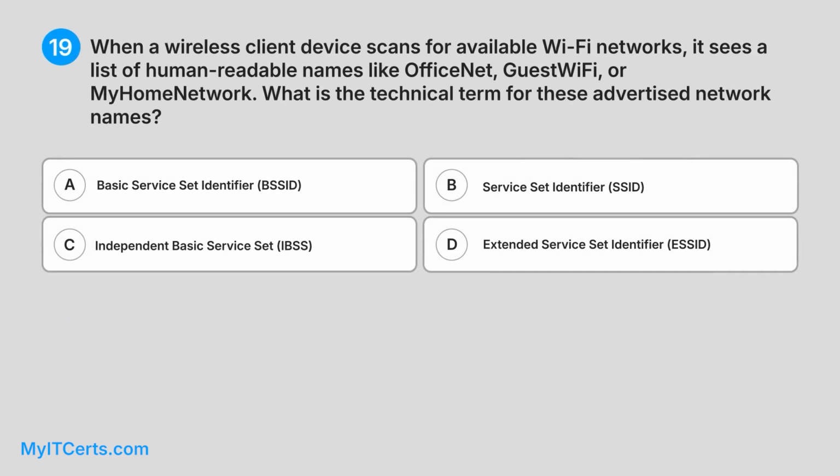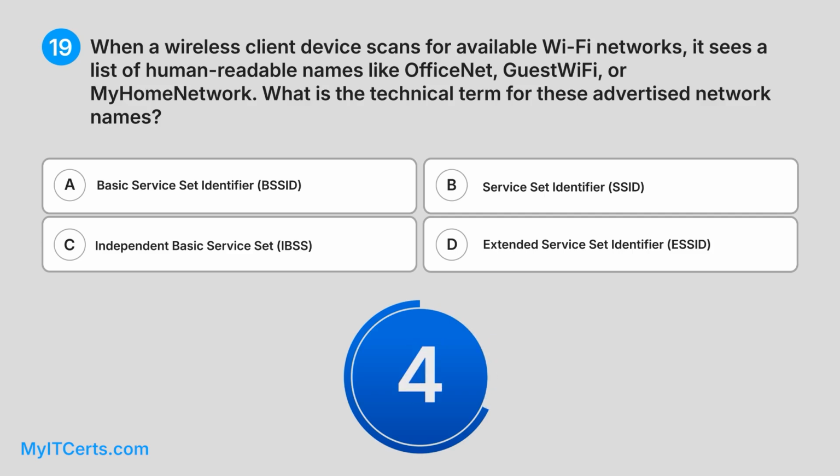19. When a wireless client device scans for available Wi-Fi networks, it sees a list of human-readable names, like OfficeNet, Guest Wi-Fi, or My Home Network. What is the technical term for these advertised network names? A. Basic Service Set Identifier, BSSID. B. Service Set Identifier, SSID. C. Independent Basic Service Set, IBSS. D. Extended Service Set Identifier, ESSID. Do you know the answer?